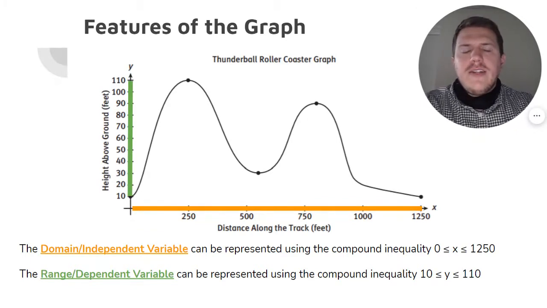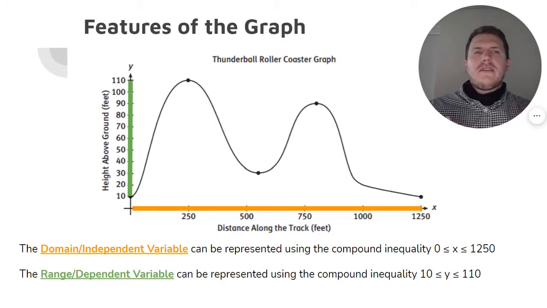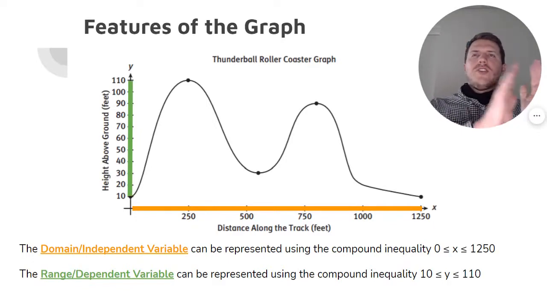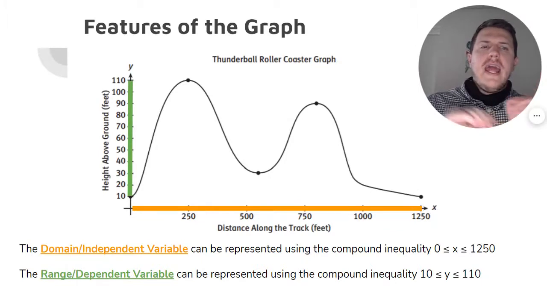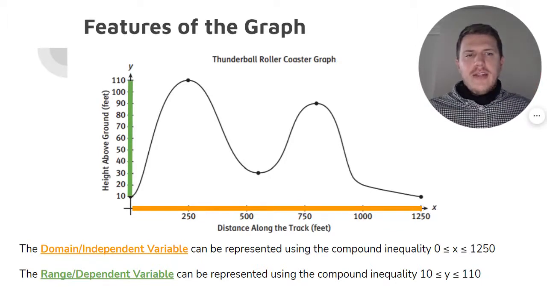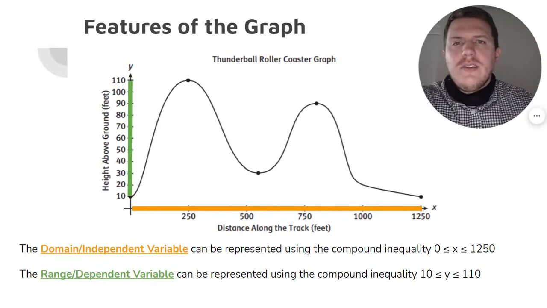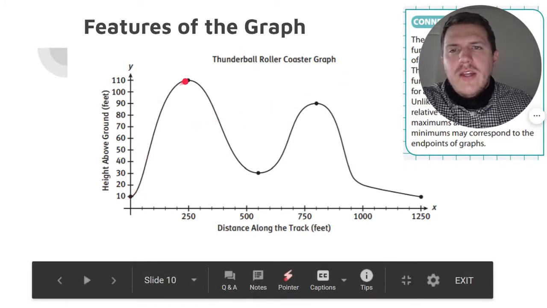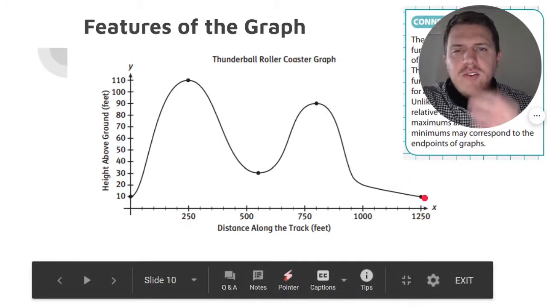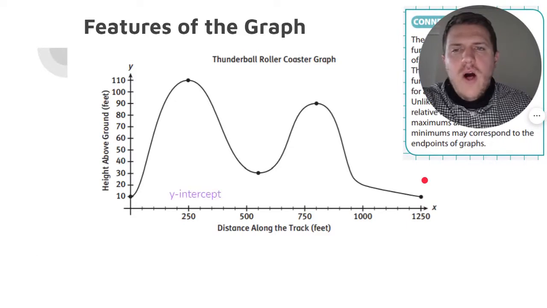Once again, just like we saw in the previous unit, those basically mean every number of x between 0 and 1,250 and every number of y between 10 and 110. That's all that means symbolically here. So a couple more things I want to take a look at are the different types of points we have, which is 1, 2, 3, 4, and 5 here. So those points that we see along this curve. First thing we're going to define is my y-intercept.